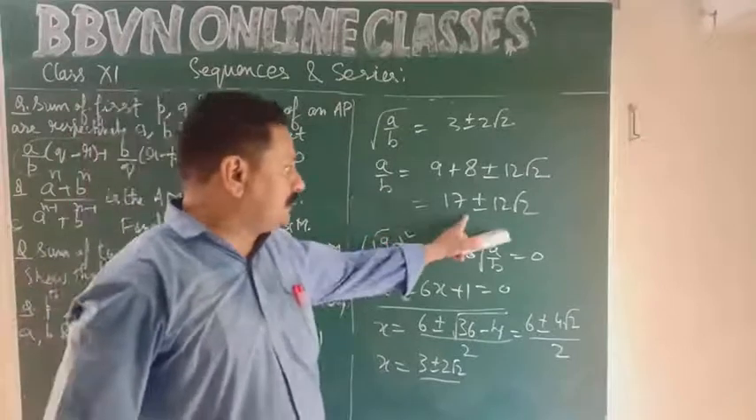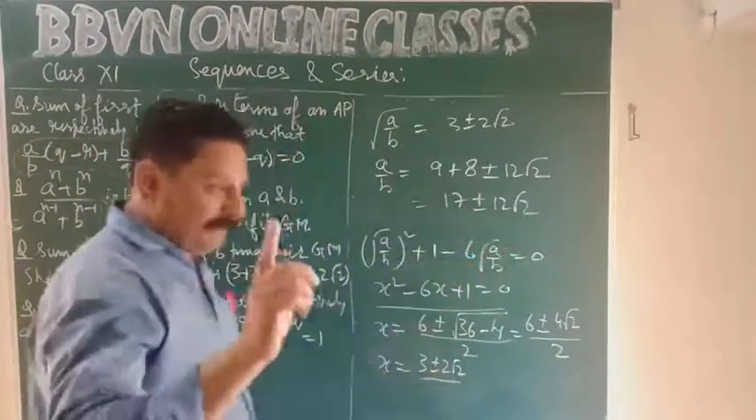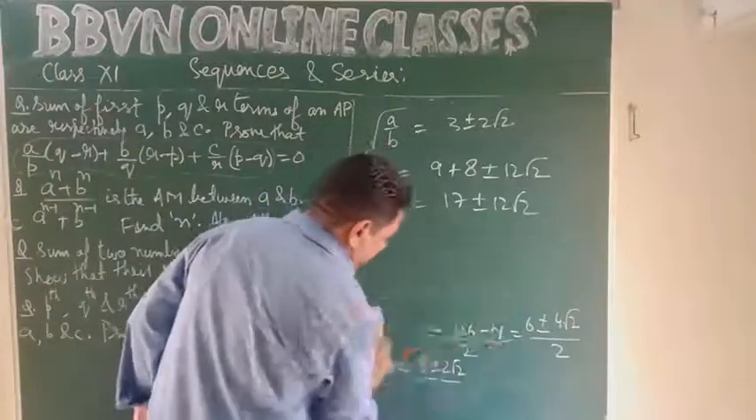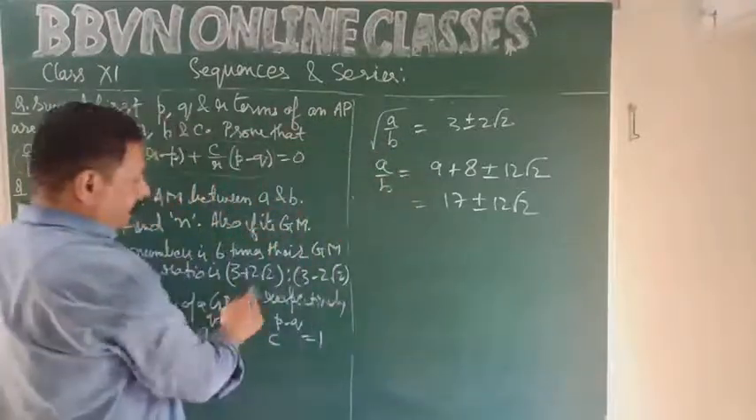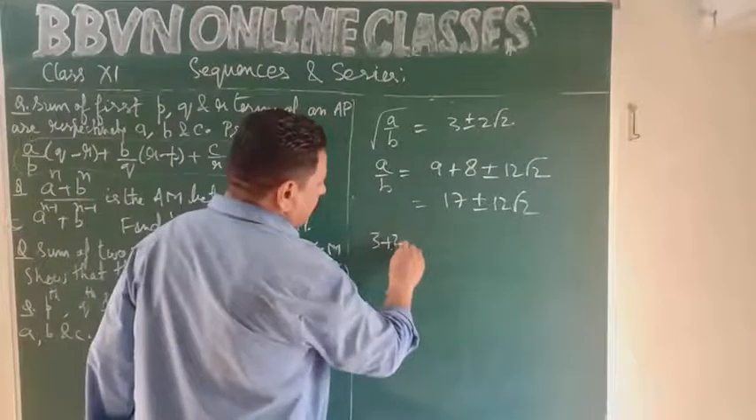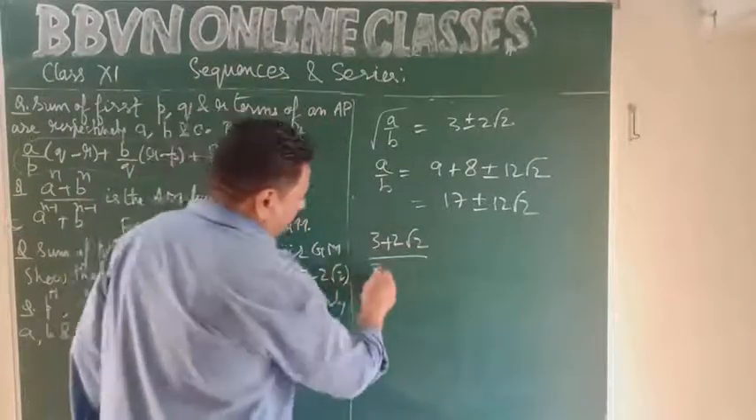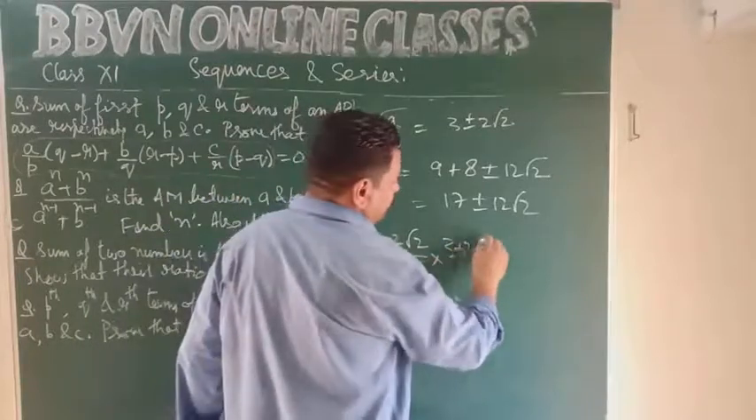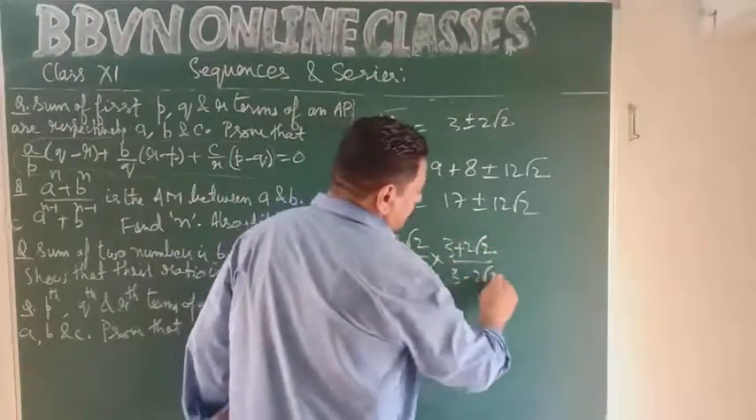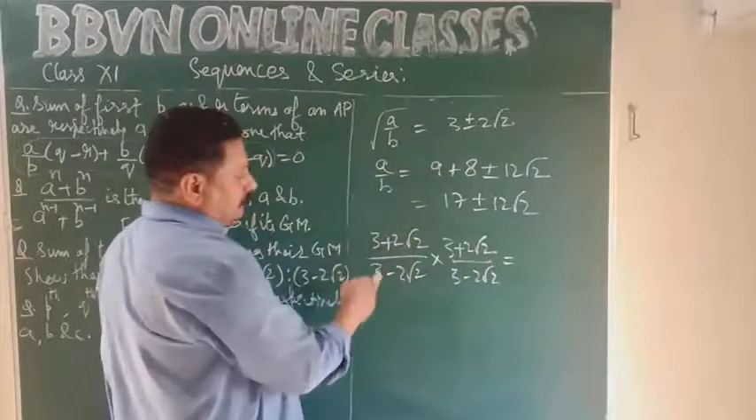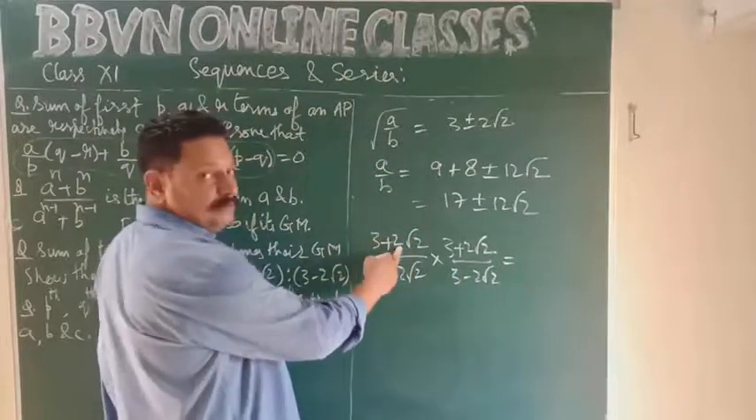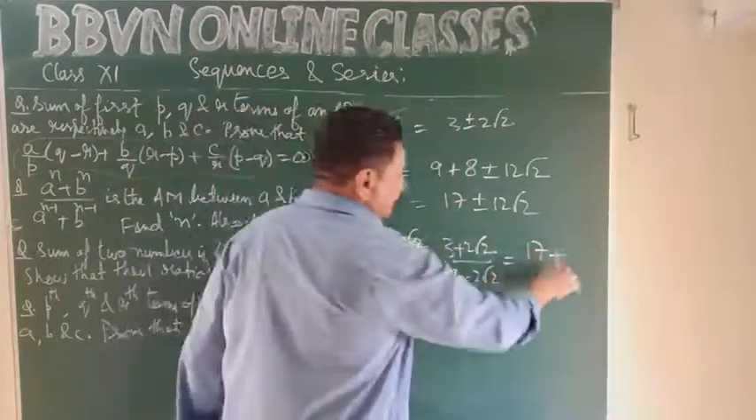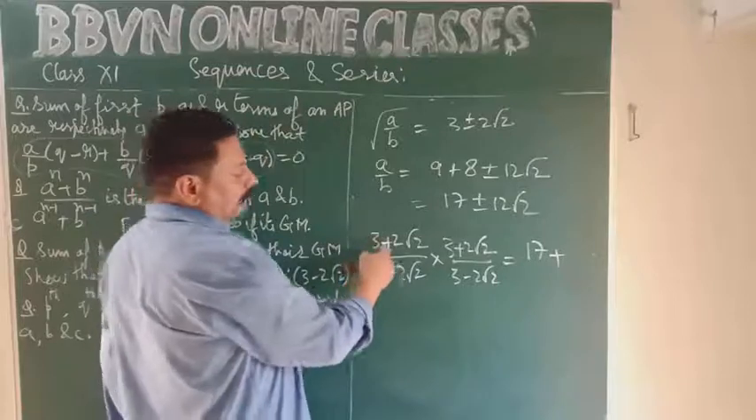We have got the ratio as 17 plus minus 12 root 2, whereas the question says you have to prove that the ratio between the two numbers is 3 plus 2 root 2 upon 3 minus 2 root 2. Let us rationalize, multiplying numerator and denominator by 3 plus 2 root 2. Numerator is a plus b whole square. 3 square is 9. 2 root 2 square is 8. 9 plus 8, 17, plus 2ab, 12 root 2.